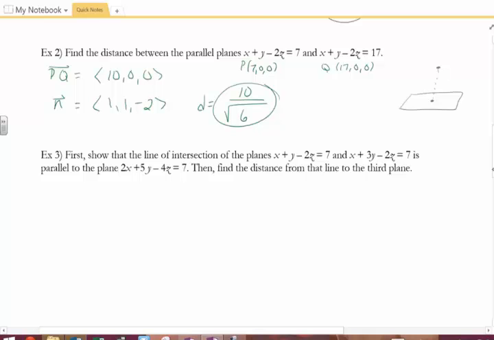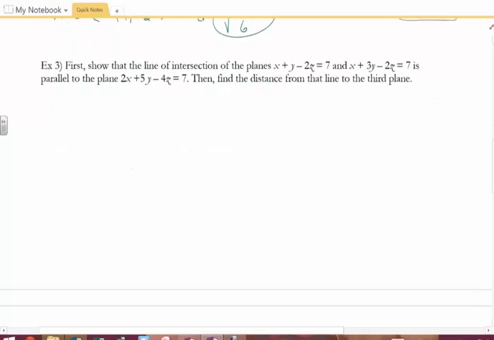And then last but not least on this side, first show that the line of intersection of these planes is parallel to that plane. All right, so let's do that first. The line of intersection of 2 planes. Well, if I want the line of intersection, I need to cross the normal vectors of the planes to get the direction vector for the line. So I need to cross P1 and P2.